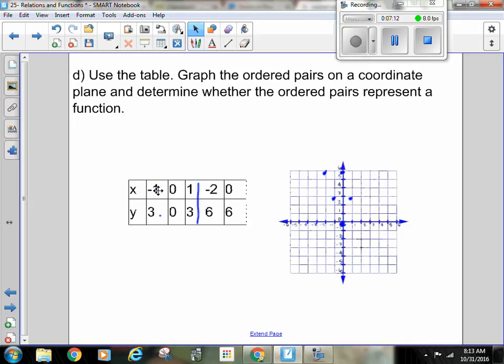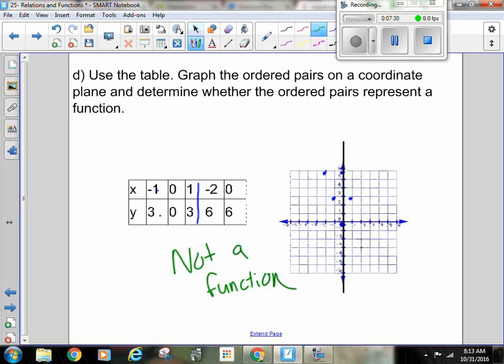So we want to know, is this going to be a function? So if I use my vertical line and I run along here, I only touch 1, I only touch 1. Here, I'm touching 2 points, so not a function, because I touch 2 at a time.